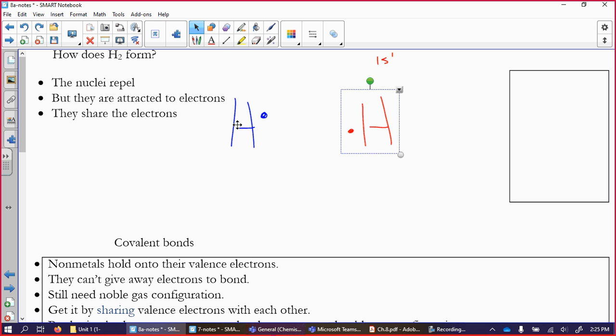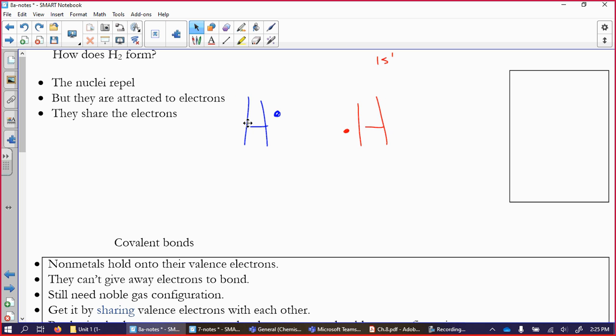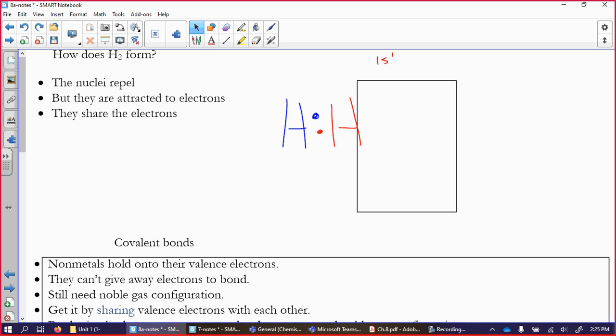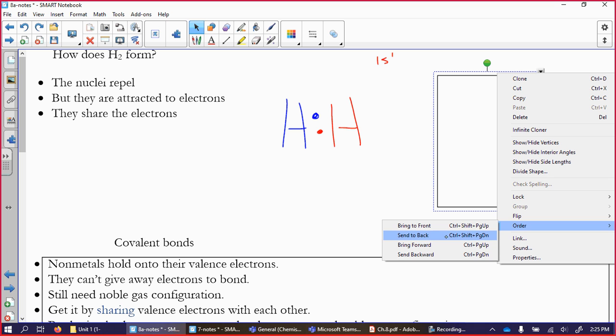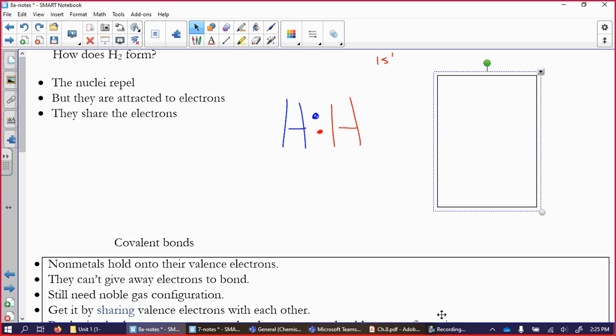So we have hydrogen, and you get closer. They get closer and closer until eventually those 1s orbitals overlap, and you have that pair of electrons. So hydrogen as an atom, if we go back to the periodic table, it's 1s1. It wants to have 2 valence electrons, so it's like helium.